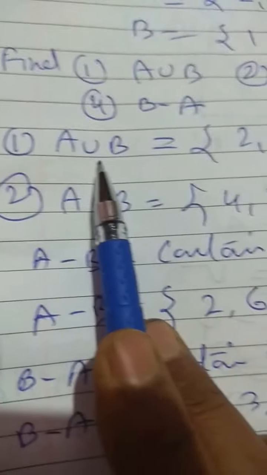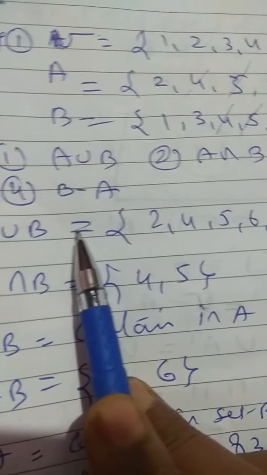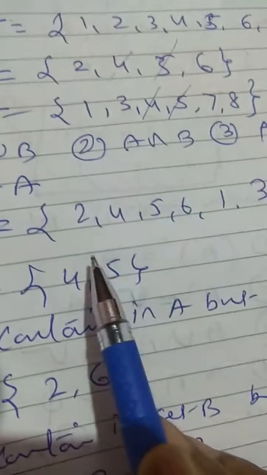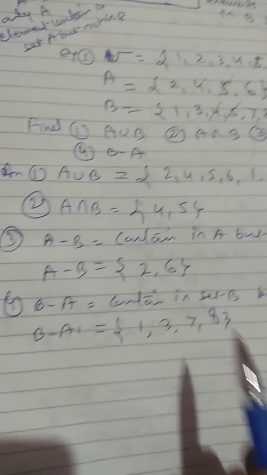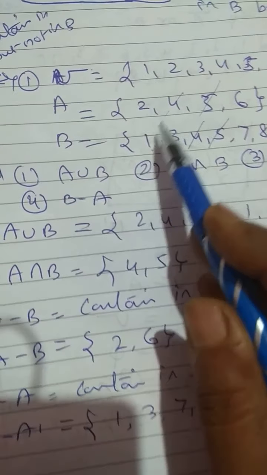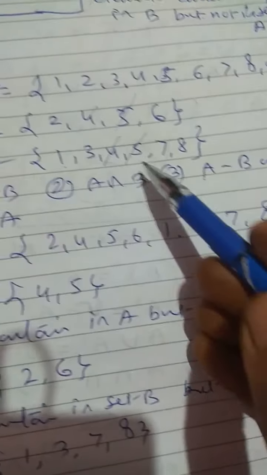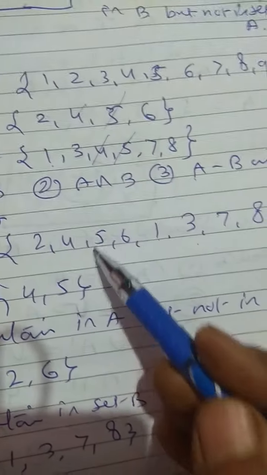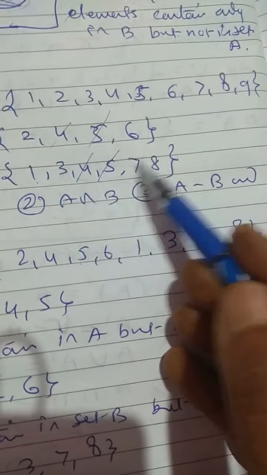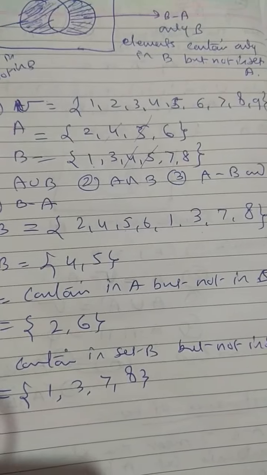How do we calculate them? First we have A union B. For that, we take all elements of one of the sets: 2, 4, 5, 6. Now from set B we write those elements which are not included in set A. 1, we can write 1. 3 is not in set A, we can write 3. 4, 5 we already have, so we cannot write them again. 7, 8 are not in set A, so we can write 7, 8. That is called A union B. All these elements are in either set A or set B.